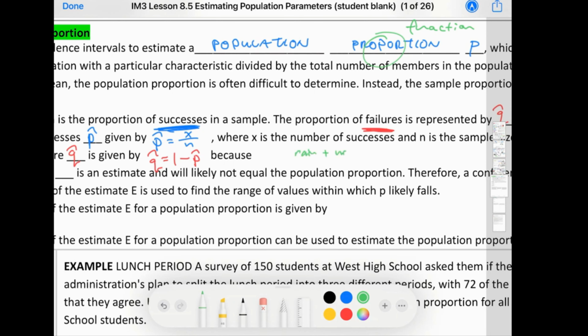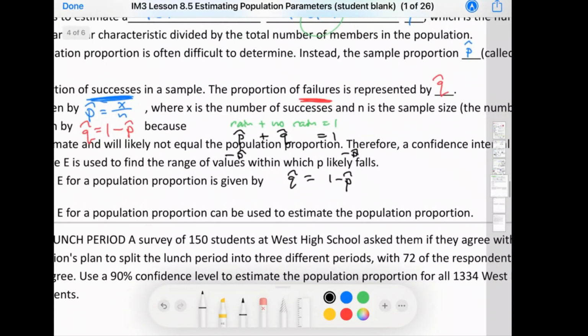Rain plus no rain equals 1. Okay, why did I say that? Because the probability that it rains plus the probability that it's no rain, Q hat, equals 1. And if you just move the P over, subtracting P hat from both sides using your algebra skills, you get Q hat. Let me show you. One minus P hat. Okay?